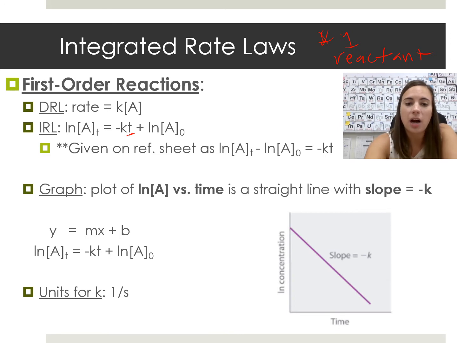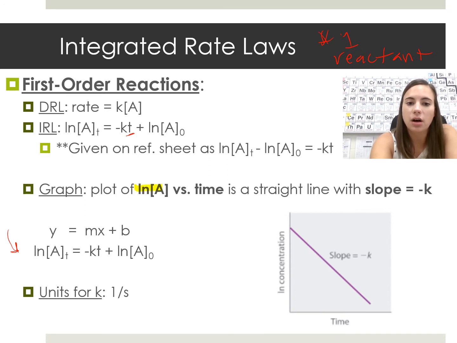What I'm going to do is hop down here really quick to show you where this comes from. In integrated rate laws, we are going to graph the data. For first order, the graph that produces a straight line is the natural log of the concentration versus time. And it gives us a straight line with a slope equal to negative k.